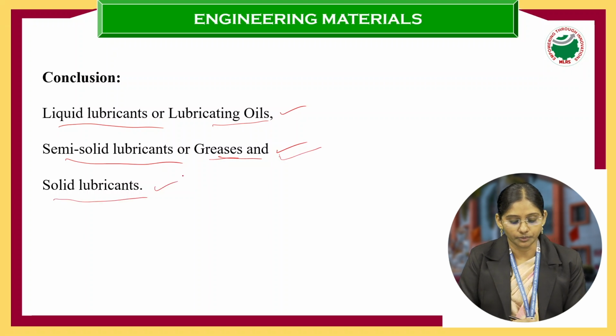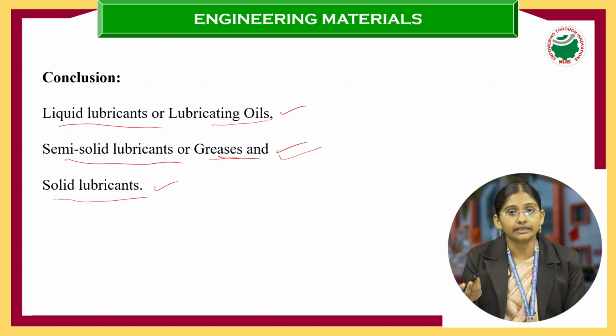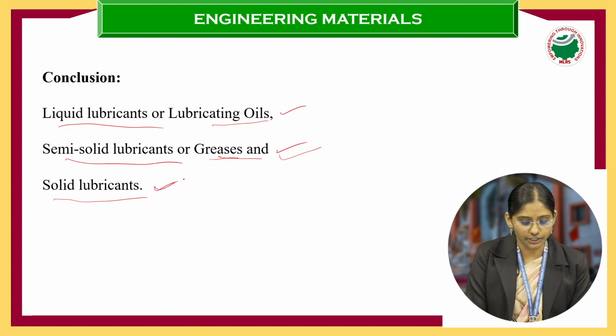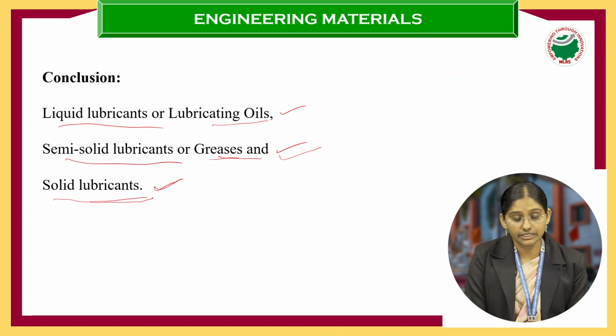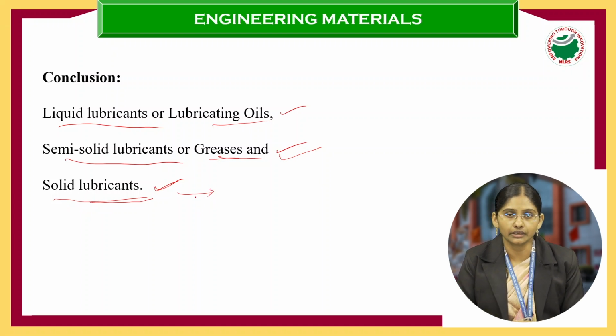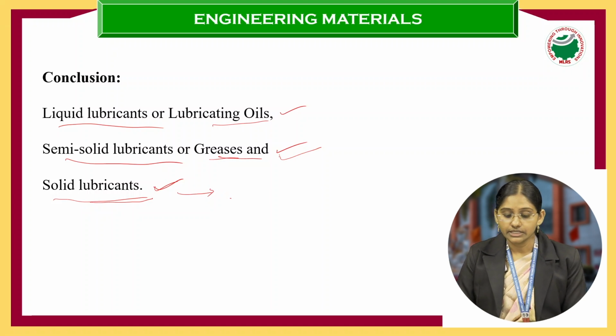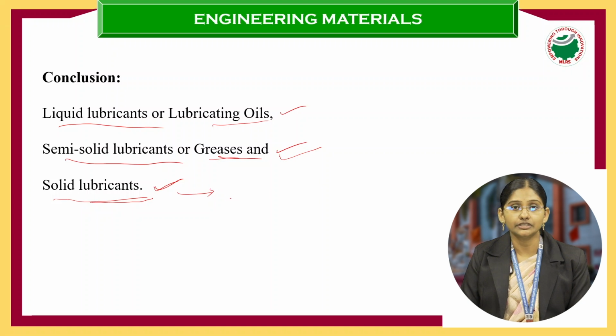And next, the solid lubricants. If the temperature maintained in the machine is up to 1000 degrees centigrade, then in such machines we cannot use liquid lubricant or semi-solid lubricant. That's why solid lubricants are prepared. The most widely used solid lubricants we have discussed are graphite and molybdenum disulfide. Okay, clear? So this is the lubricants topic from engineering materials.